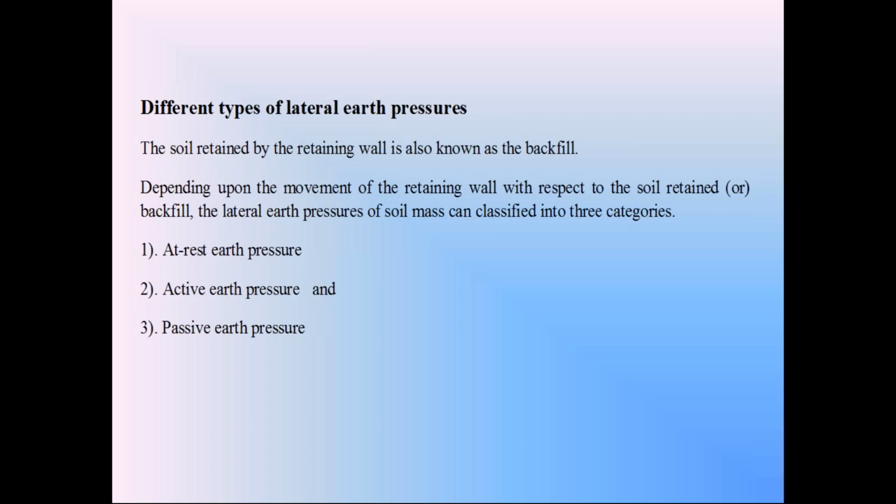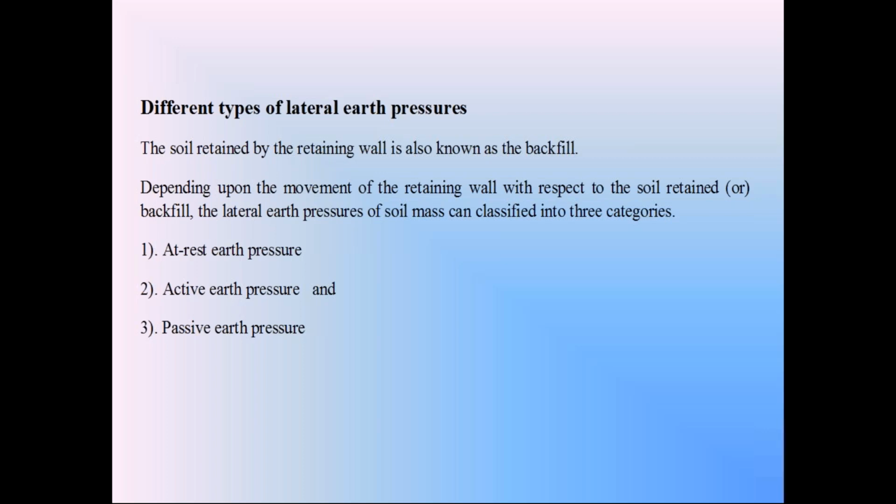Sometimes the retaining wall moves away from the backfill. That is called active condition. Sometimes the retaining wall moves towards the backfill. That is called passive condition. Sometimes the retaining wall remains in the same location. That is called the rest condition. So we have three conditions of retaining wall with respect to the backfill soil. One is the retaining wall remains in the same location. That is known as the rest condition of retaining wall.